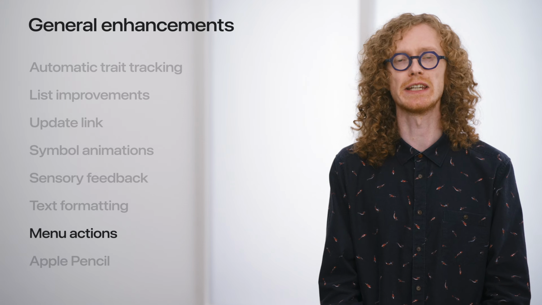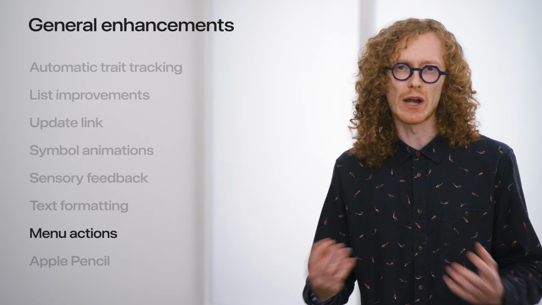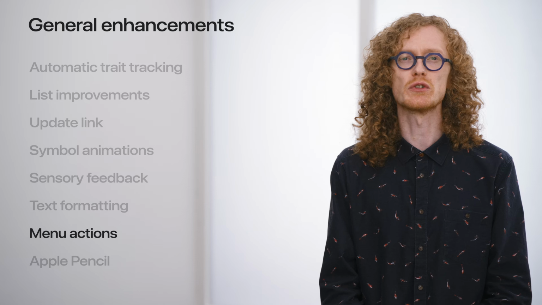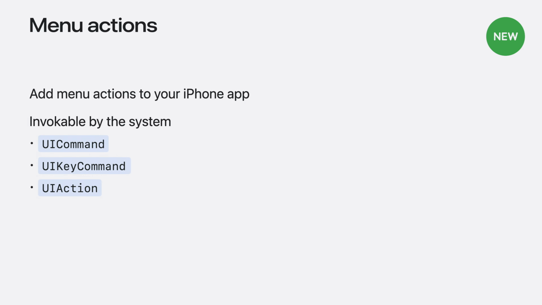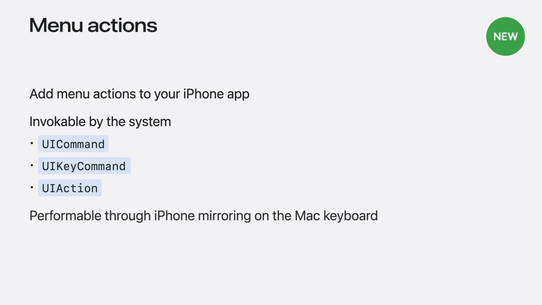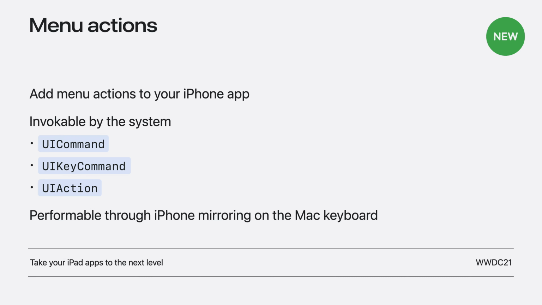Menu actions provide all of an app's commands in the macOS menu bar and in the iPadOS and visionOS keyboard shortcut menus. iOS 18 makes menu actions more useful for iPhone-only apps. Ready your app with UICommand, UIKeyCommand, and UIAction to support other system invocations. UICommands, UIKeyCommands, and UIActions can be invoked by the system to control apps. For example, when your app is used through iPhone mirroring, UIKeyCommands will be invoked from the Mac keyboard.